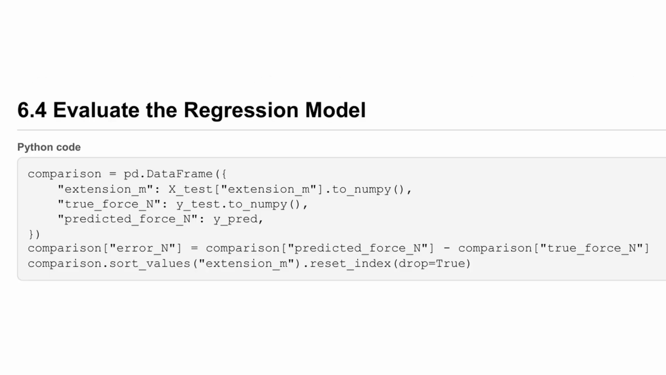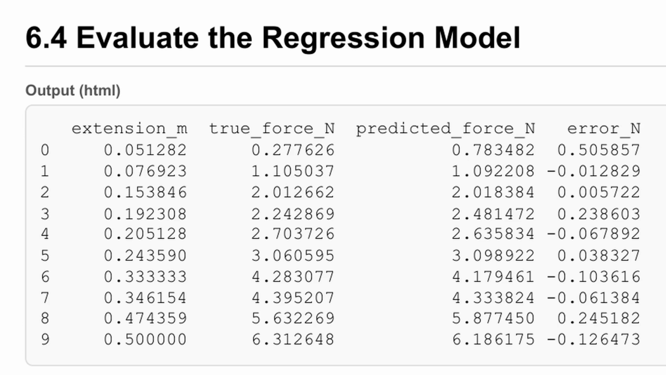We can also look at individual predictions. Here we build a data frame that lines up the true force from our test set against the predicted force. We then compute the error, or residual, for each specific test point. Looking at the table, we can see exactly where the model overpredicted or underpredicted. For instance, the first entry has an error of about half a newton, while others are off by just a few hundredths.